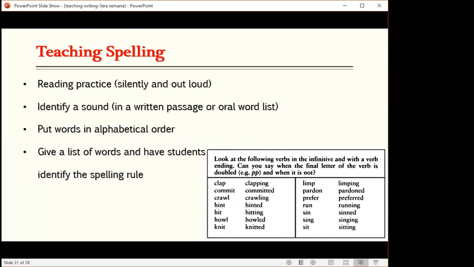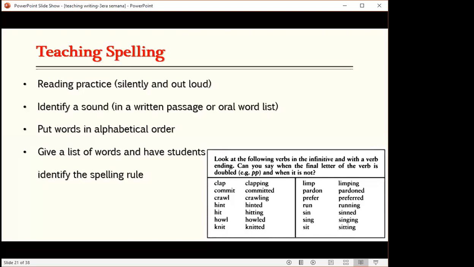You're not going to teach them. Okay, my dear students, today we're going to talk about the spelling rules when you add ed or ing. Here you have a verb. What is the final instruction? So you're giving them the information, right?